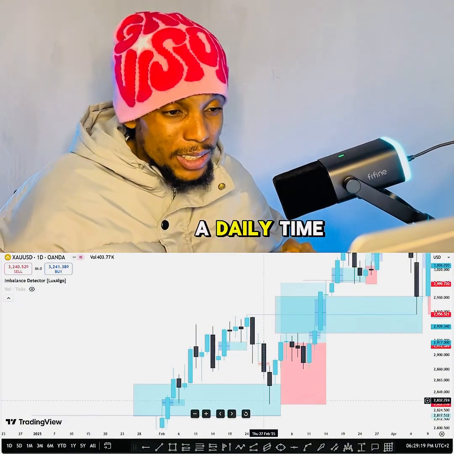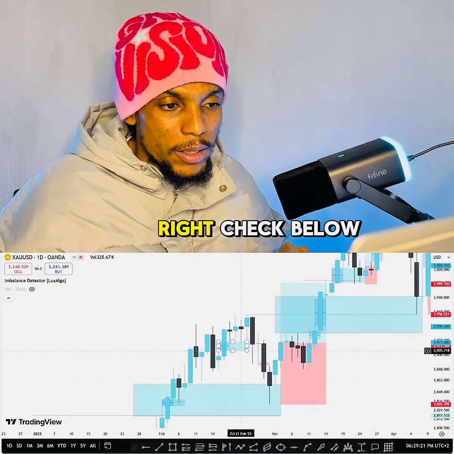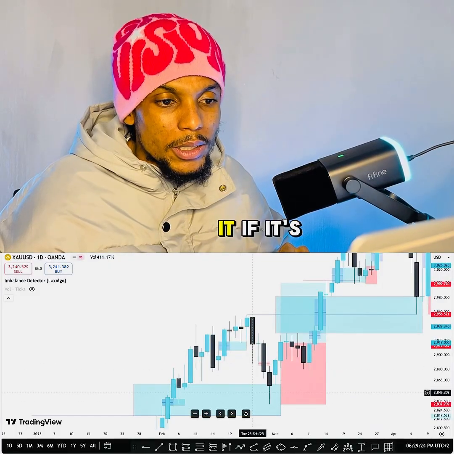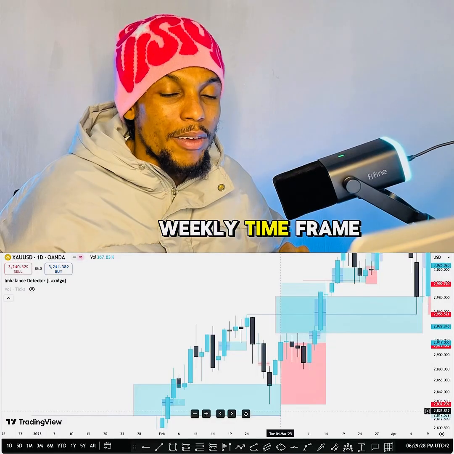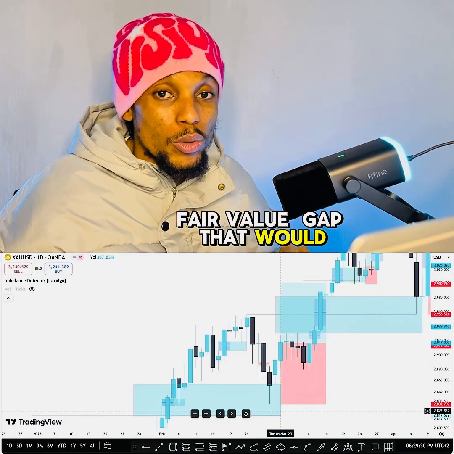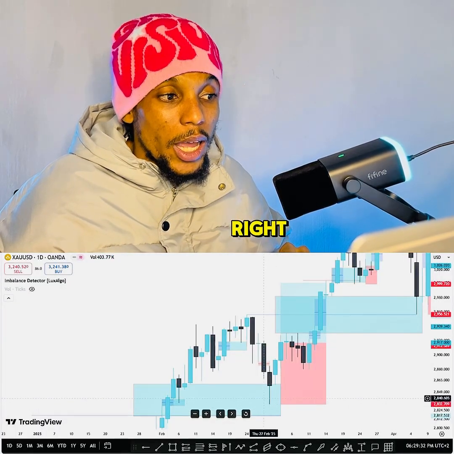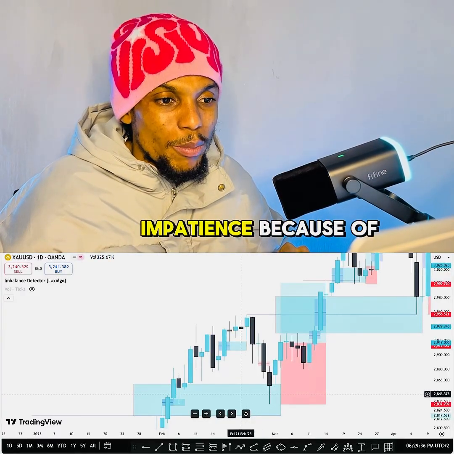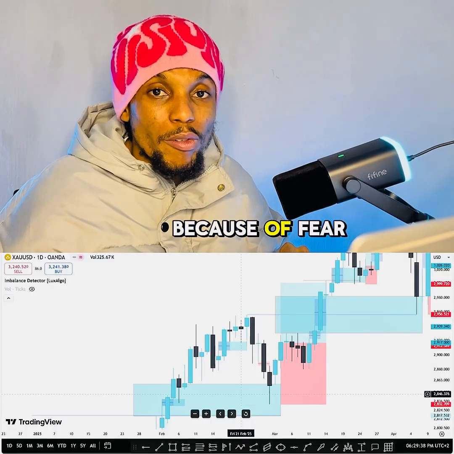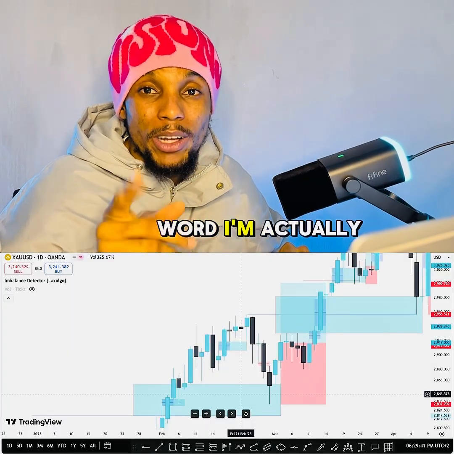Whenever I see a daily time frame fair value gap, right? Check below it if it's in a bullish scenario. Check below it to see if we have a weekly time frame fair value gap that would trick you out, right? A lot of traders know this, right? But because of impatience, because of greed, because of fear of missing out, that is the word I'm actually missing.